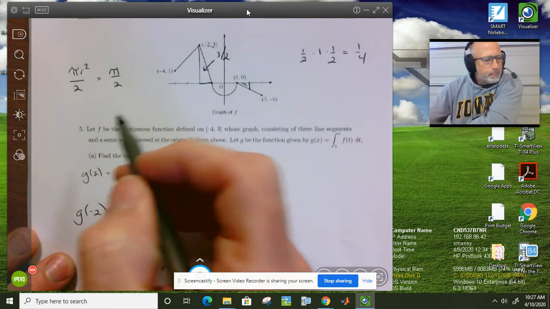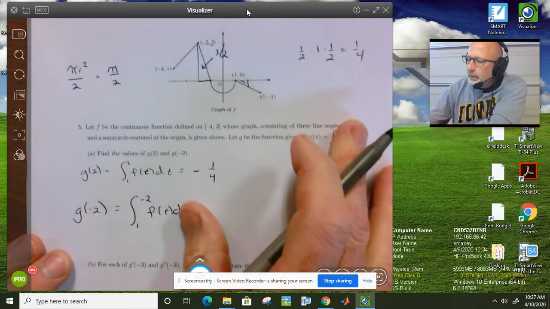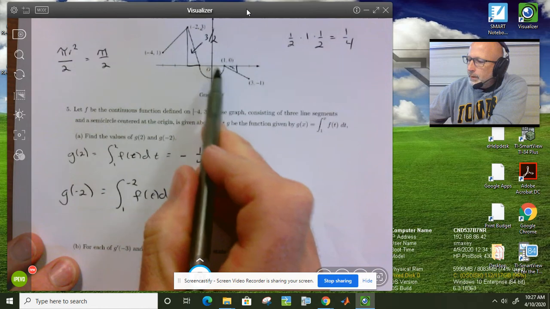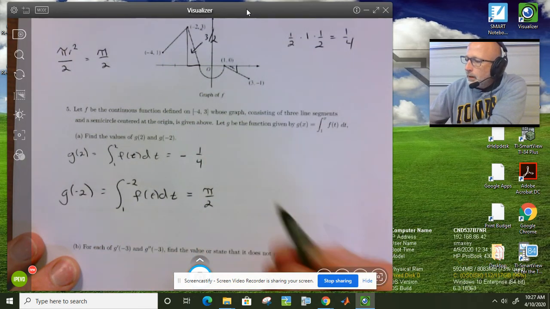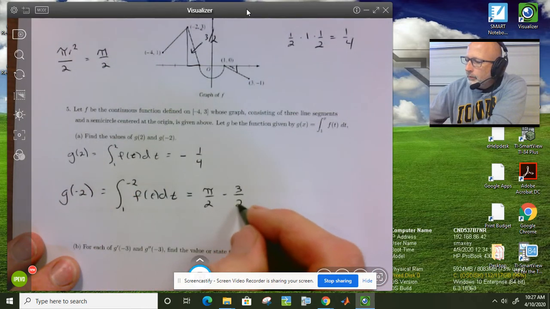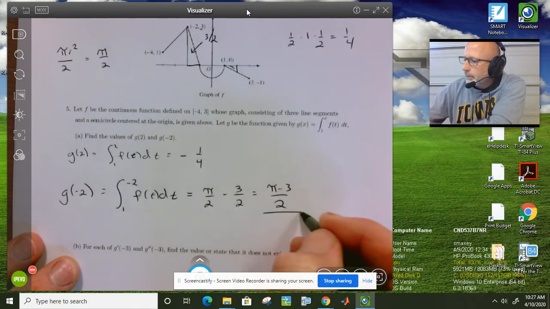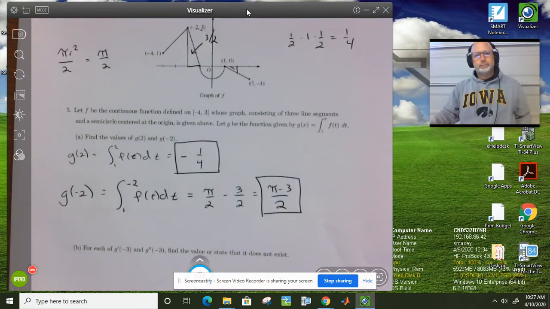Now, normally, this would be a negative value, not a positive value. But once again, I'm going backwards, so I have to take the negation of it. Okay, so this right here is going to be positive. So I have pi all over 2. And then up here is going to be negative. So this is -3 all over 2. So this is pi - 3 all over 2. Okay, so that's g of -2 and g of 2.